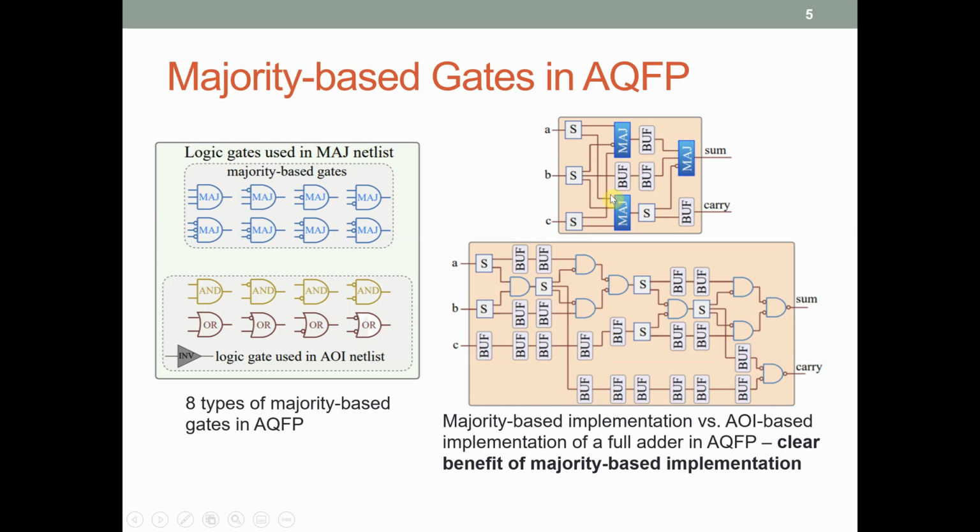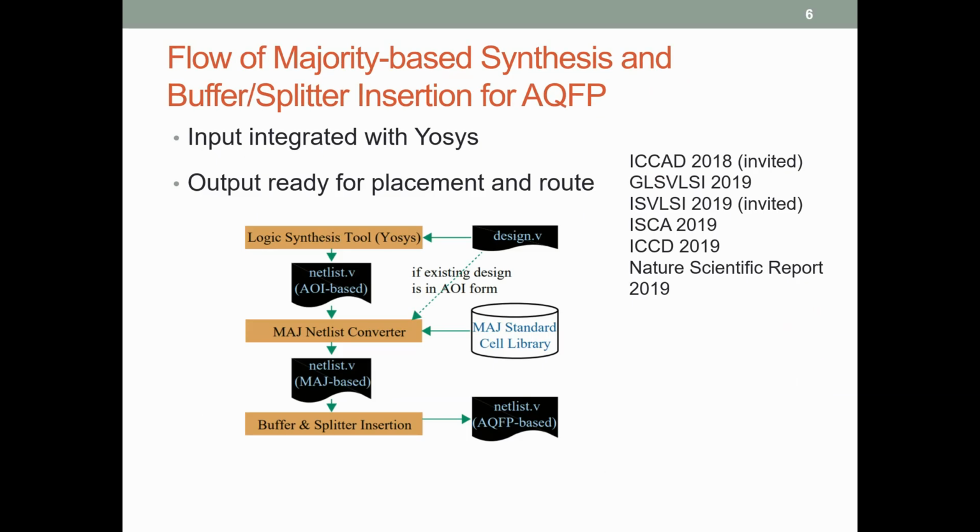So when we compare the top one and the bottom one, we see that there is a huge difference. The top one only requires 34 Josephson junctions, and the bottom one requires 102 Josephson junctions. So we can reduce the number of Josephson junctions by 3 times and reduce the delay by more than 2 times if we change to majority. This is the reason that we have built a flow of majority-based synthesis and optimal buffer and splitter insertion for the AQFPs.